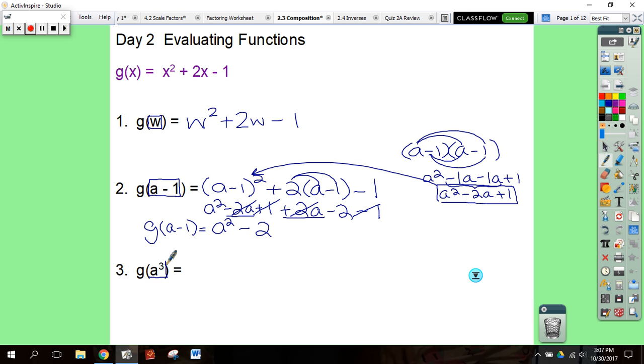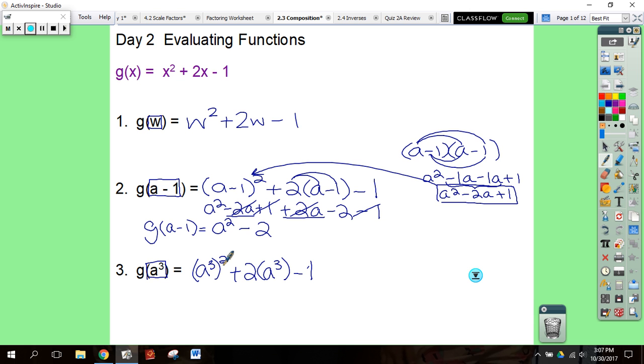Okay, and then the last one you have a cubed. So again, this is our input. It's going to go in wherever we see an x in this function up here. So we would have a cubed, and this is squared because we have x squared here. So we need to keep the squared here. Plus 2 times a cubed minus 1.